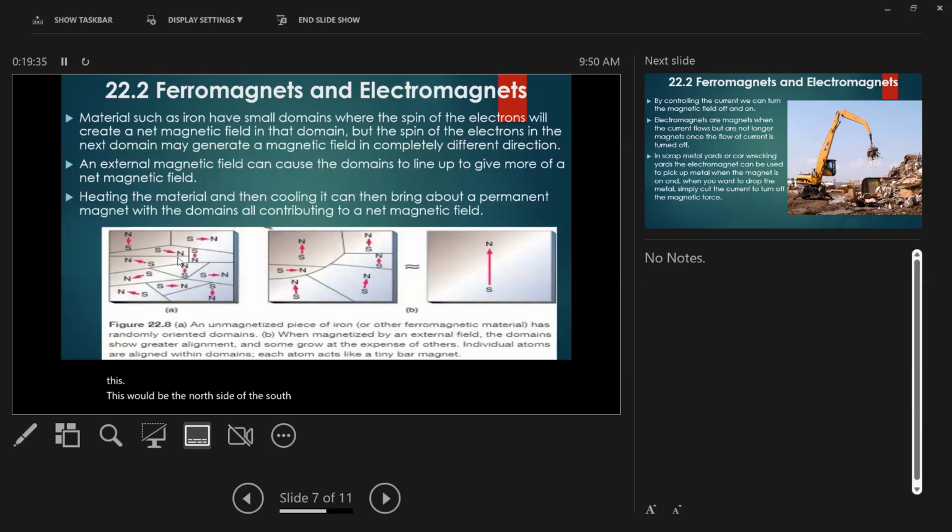So materials such as iron have small domains where the spin of the electrons will create a net magnetic field in that domain, but the spin of the electrons in the next domain may generate a magnetic field in a completely different direction. An external magnetic field can cause the domains to line up to give more of a net magnetic field. Heating the material, then cooling it, can then bring about a permanent magnet with the domains all contributing to a net magnetic field.